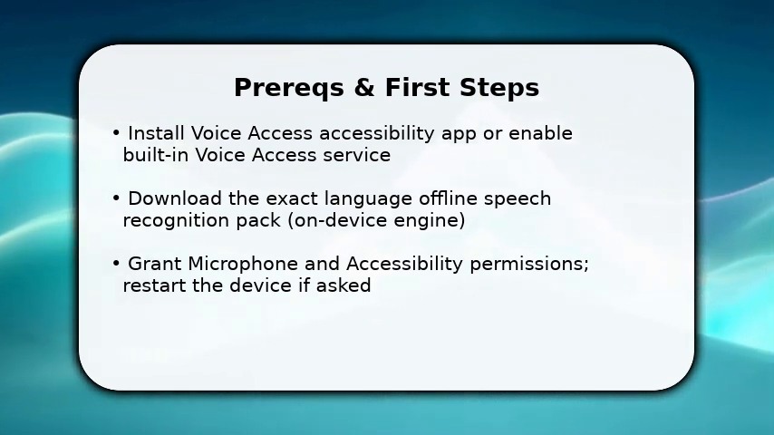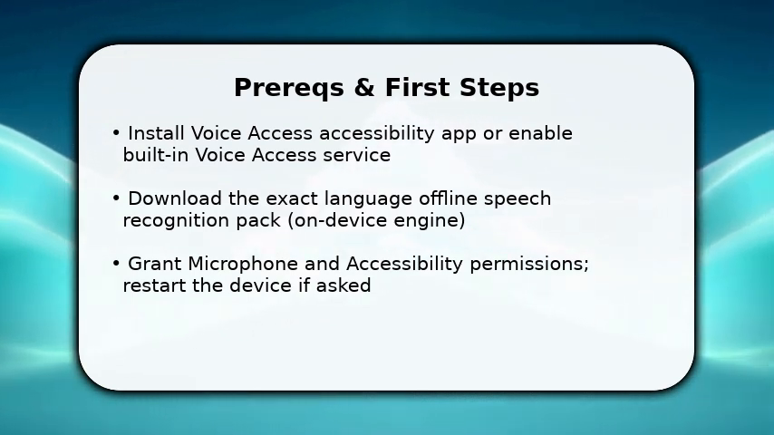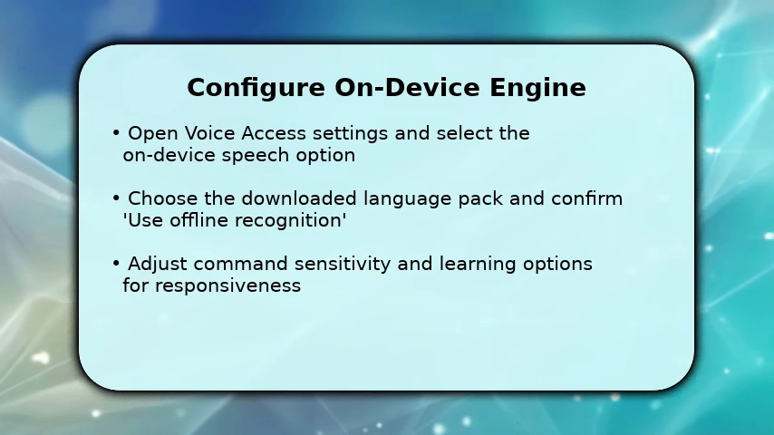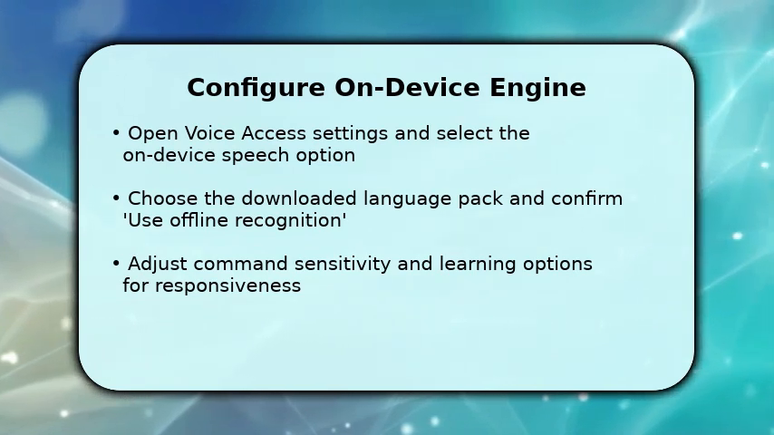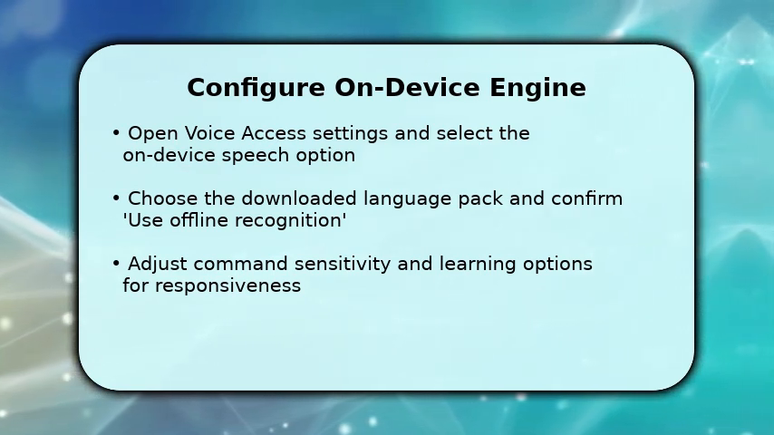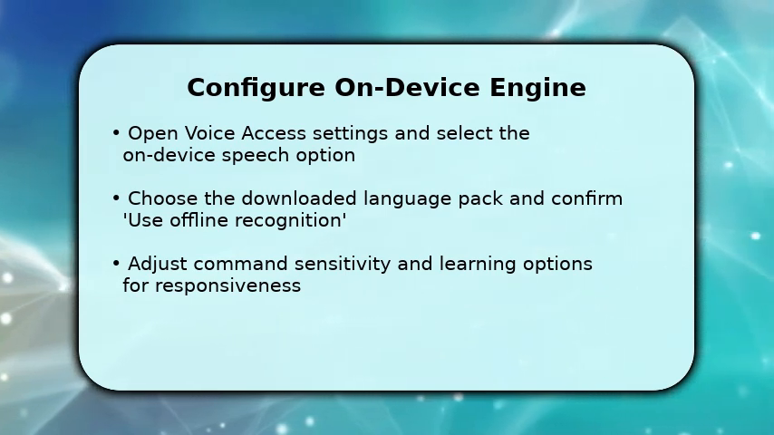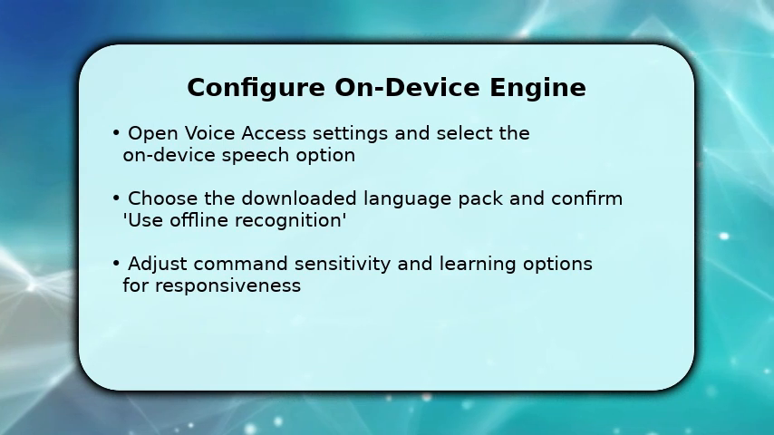You're not just enabling features. You're pointing the app to use its on-device speech engine now, which is the only offline path. Next, you configure the on-device engine to handle live commands. Open voice access settings and choose the on-device or offline speech recognition option, then explicitly select the language pack you downloaded. Confirm the app shows offline or local processing.